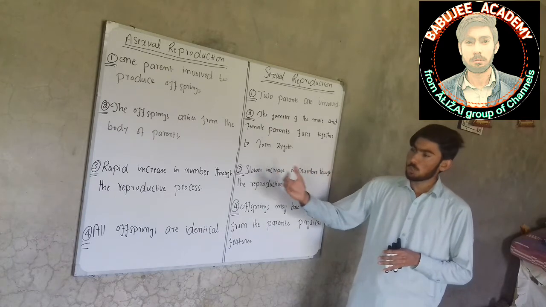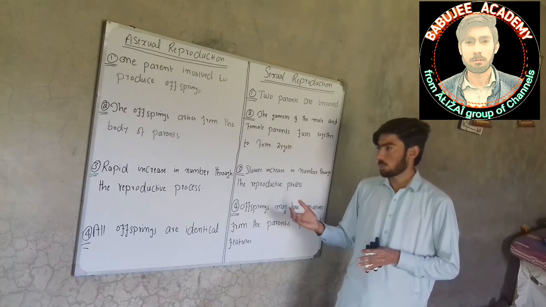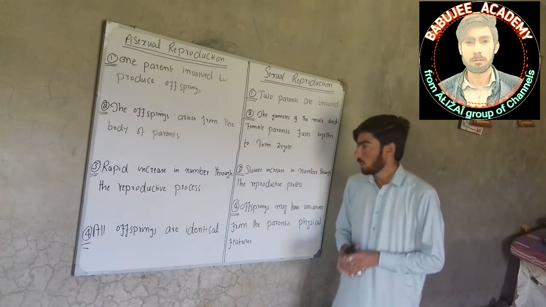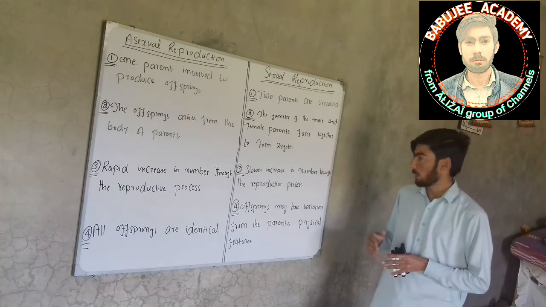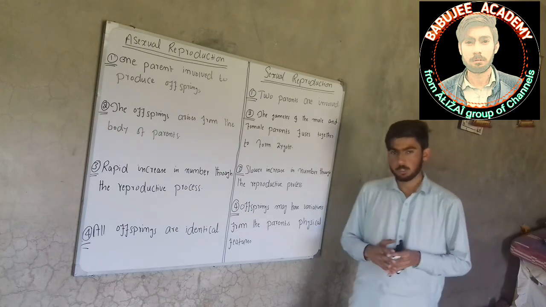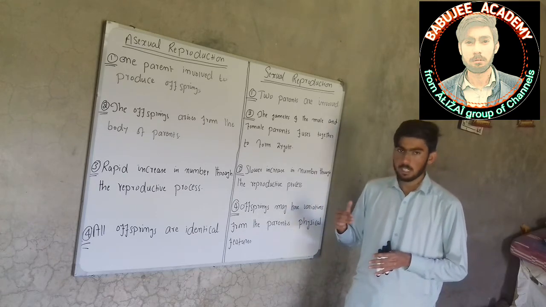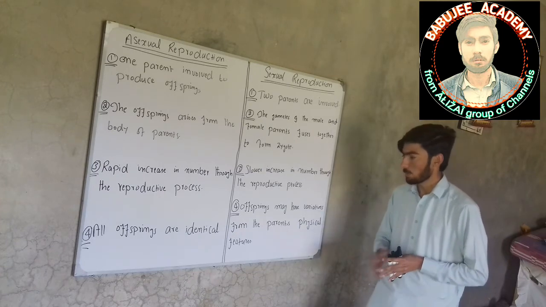In asexual reproduction, there is a rapid increase in number through the reproductive process, while in sexual reproduction, a slower increase occurs in number through the reproductive process. In asexual reproduction, offspring are identical, while in sexual reproduction there is always variation present.